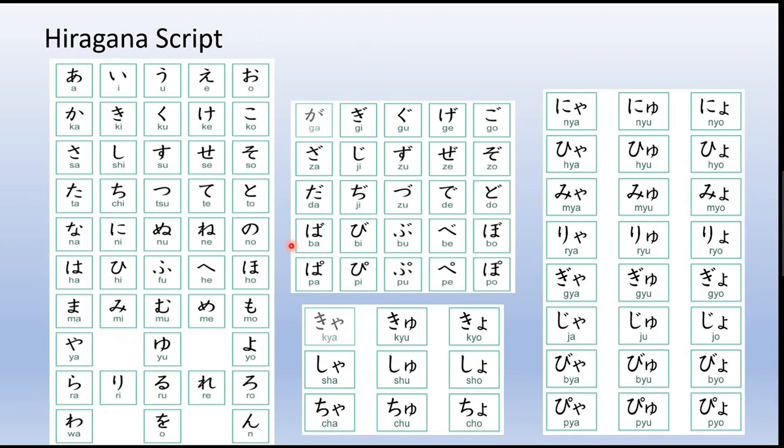bi, bu, be, bo, pa, pi, pu, pe, po, kya, kyu, kyo, sha, shu, sho, cha, chu, cho, nya, nyu, nyo, hya, hyu, hyo, mya, myu, myo, rya, ryu, ryo, gya, gyu, gyo, ja, ju, jo, bya, byu, byo, and pya, pyu, pyo.